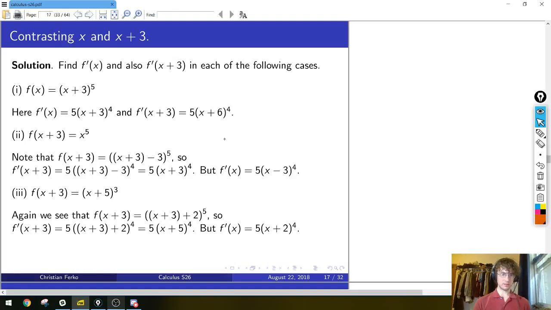Wow, why did I... I made a mistake. This, of course, x plus 3 minus 3 is just x, not x plus 3. So that's what the correct statement should be. And here, f prime of x, this time when you replace x plus 3 by x, inside it is indeed 5 times x minus 3. So this part's correct.